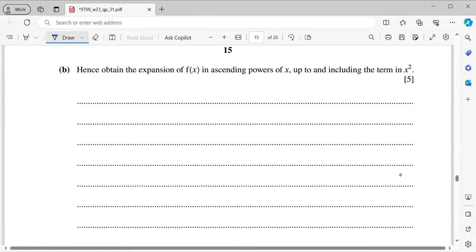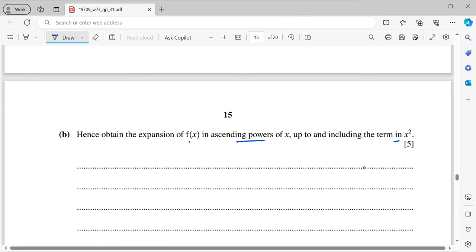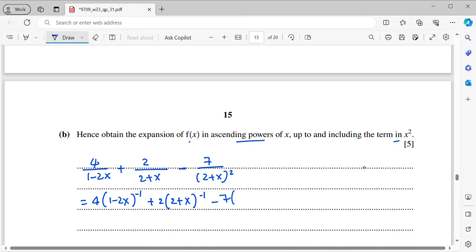Okay. Now B, hence obtain the expansion of f(x) in ascending powers of x up to and including the term in x squared, which means now we need to expand these three rational functions. Okay, so I will write 4 over 1 minus 2x plus 2 over 2 plus x minus 7 over 2 plus x squared. This is going to be 4 bracket 1 minus 2x to the power of negative 1. You move up the denominators first. Then lastly, 7 times 2 plus x to the power of negative 2.